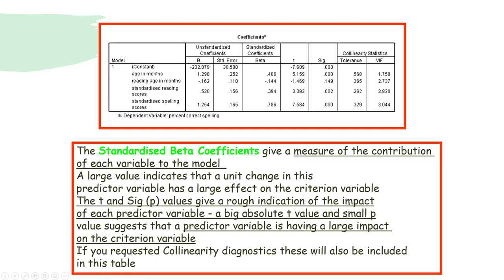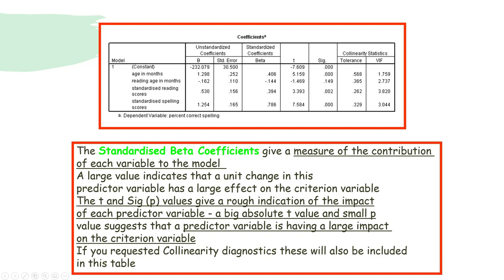It's more powerful than your standardized reading scores and your reading age in months and your age in months to predict the percent correct spelling outcome, your DV, your criterion outcome measure. So it just tells you which of your predictors are the strongest in terms of accounting for the change in variance of your y being accounted for by your x variable, which in this particular case the greatest variance accounted for is the standardized spelling score.